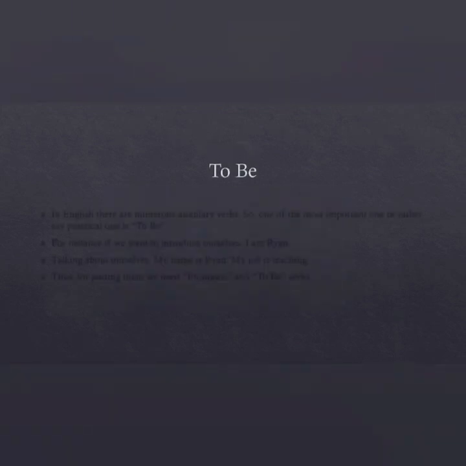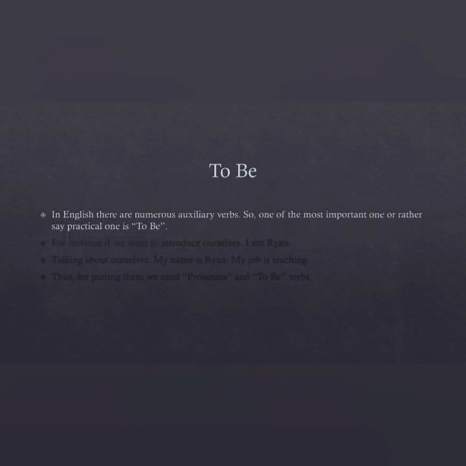Now, the next subject to work on is to be. What is this to be? In English, there are numerous auxiliary verbs. What are these auxiliary verbs? These auxiliary verbs are the verbs that help us to make sentences, like they're used as a helper. So one of the most important ones, or rather say the practical one, is to be.